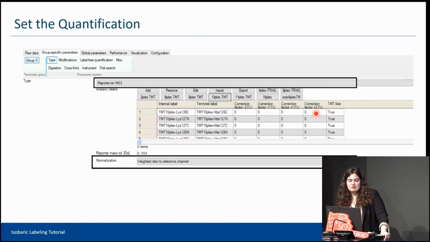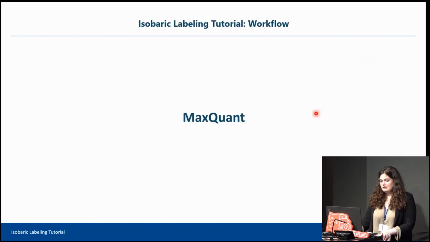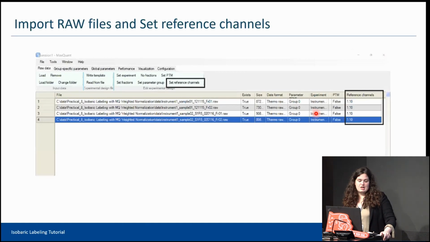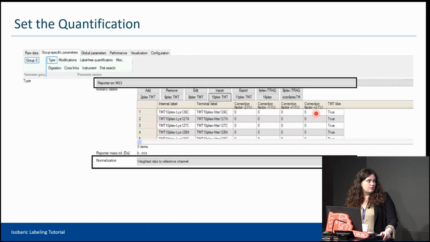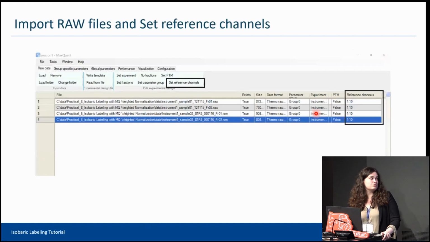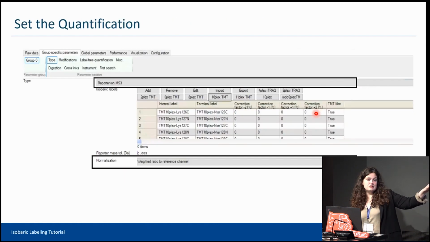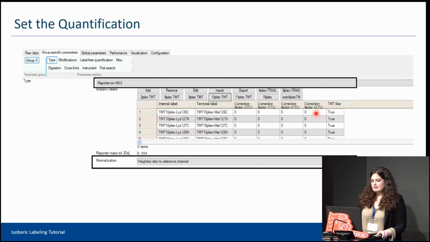Be careful, because maybe you specify the reference channel here, but you don't select weighted ratio to reference channel. The weighted normalization will not be applied. If you do this but you don't change the normalization parameter, the weighted normalization will not be applied. So this is extremely important, and pay attention to that. Please do that.